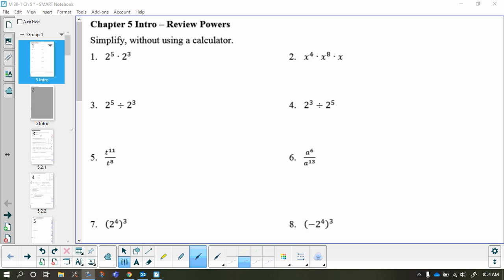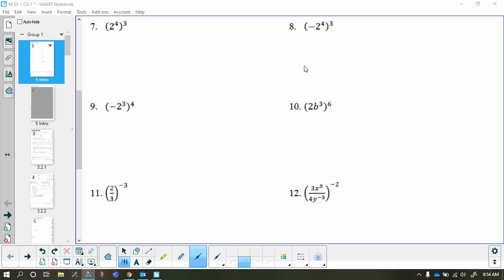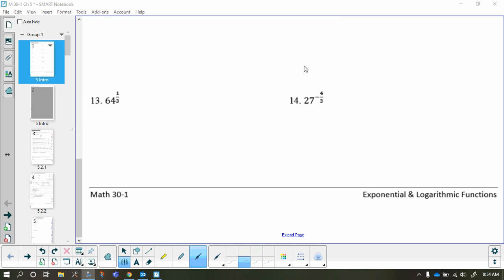This is Math 30-1, and today we are starting into Chapter 5, which looks at exponential and logarithmic functions. So to begin with, I have a page here that you have in your notes that I'd like you to work through as you review working with exponential expressions. So see how you do working through this page, these 14 questions.